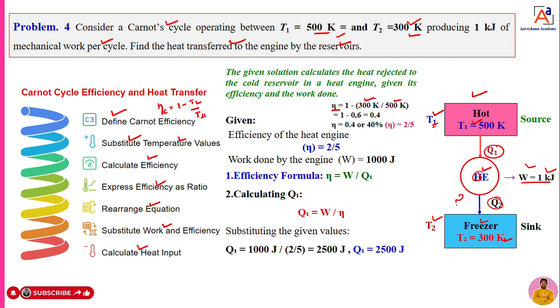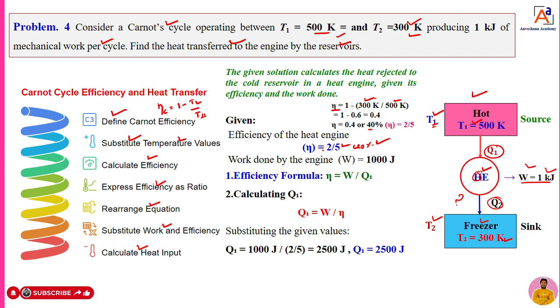Then efficiency will be 1 minus 0.6, which is equal to 0.4. So that means 40%. That 40% I can express in terms of 2 by 5 also. The efficiency, 2 by 5, is nothing but 40%. We have calculated the efficiency.